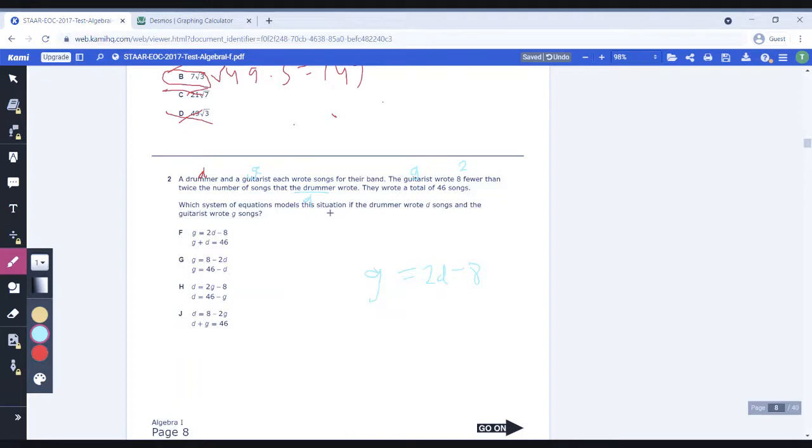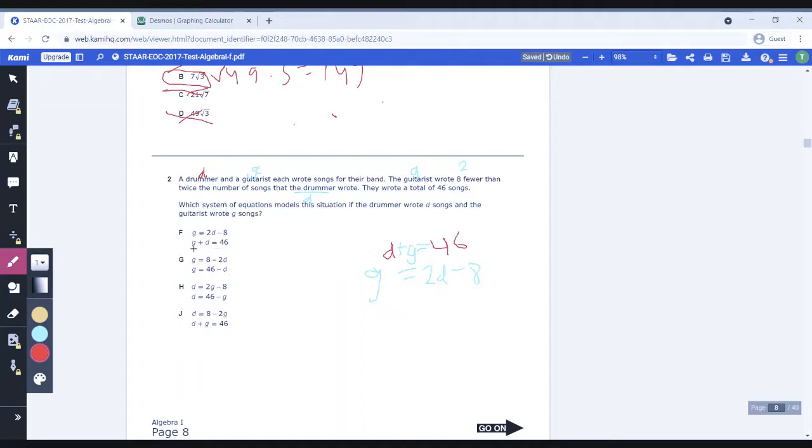So we know that drummer plus guitarist equals the total of 46 songs. So D plus G equals 46. Now we just have to find which system of equations matches if the drummer wrote D songs and the guitarist wrote G songs. So let's look at our answer choices to see if they match our equations.